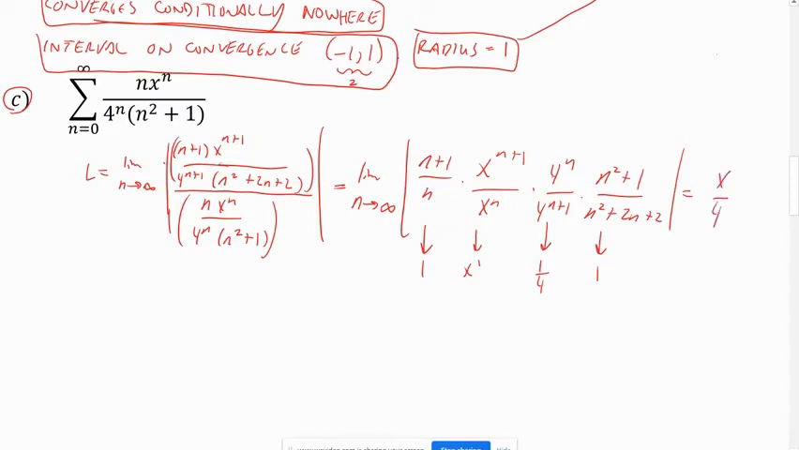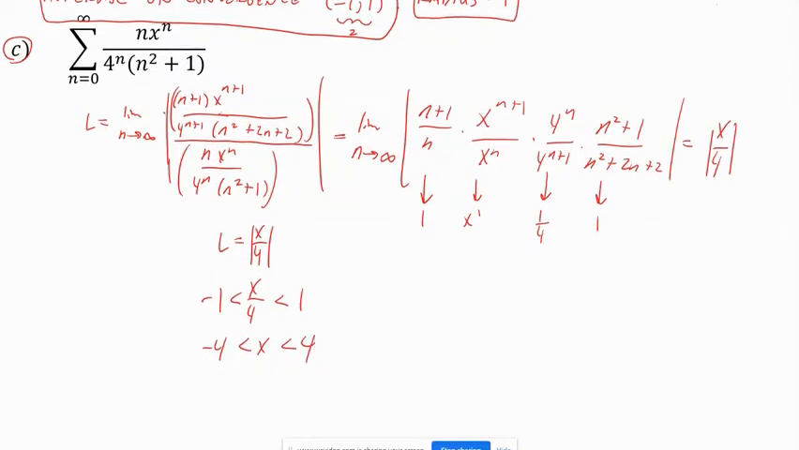We know that the series converges absolutely when it passes the ratio test. So since L equals x over 4, and we want L to be less than 1, in order for the absolute value of x over 4 to be less than 1, x needs to be in between -1 and 1. Multiply everything by 4. And x is in between -4 and +4. So we know it converges absolutely on this interval.